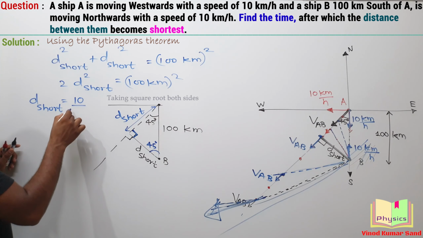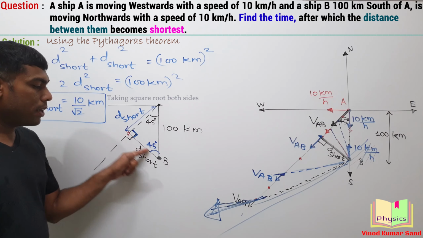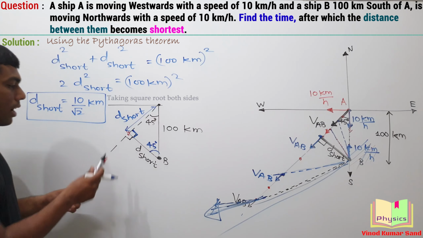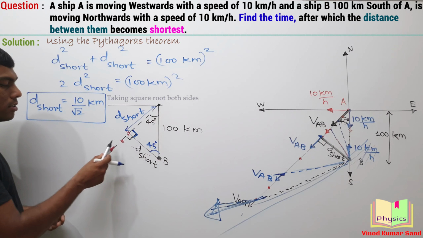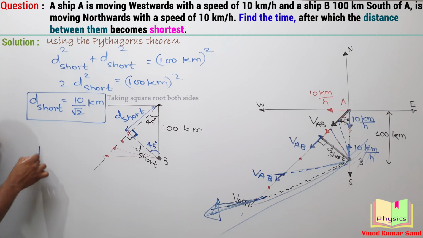Done. Now question wasn't asking the shortest distance. Question was asking the time at which these two particles will be at the shortest distance. So when A reaches up to here, we have to calculate this much time interval. At this time, the A and B will be at the shortest distance. After that, when A reaches here, the distance between them is actually increasing. Agree with that? So to obtain this time, we can easily do the calculation.